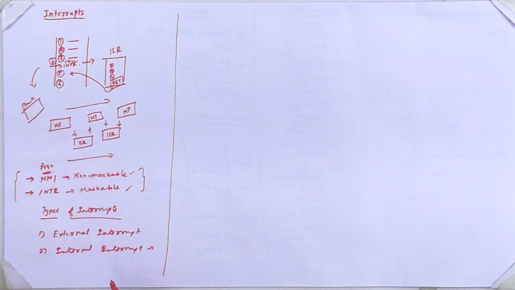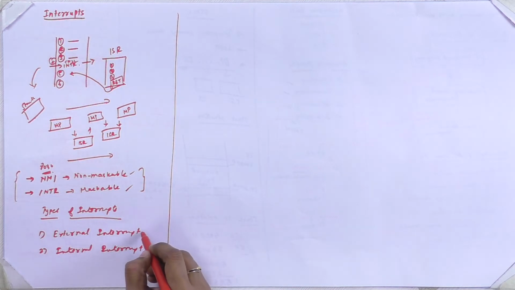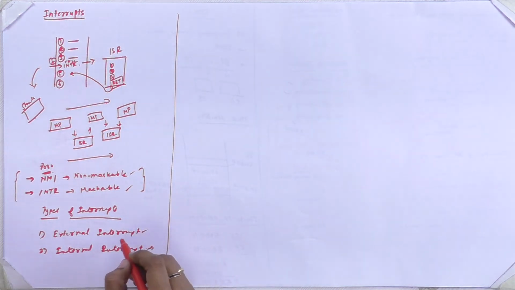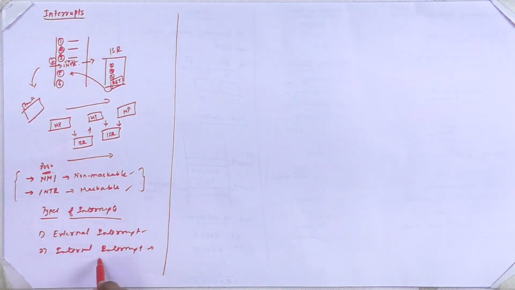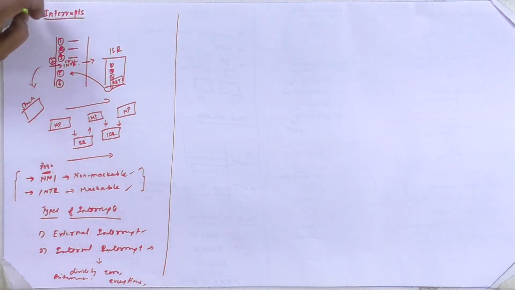Examples of external interrupts are a mouse click, a co-processor interrupt, and a keyboard stroke, whereas examples of internal interrupts are divide by zero error and exception handling. These are some of the arithmetic errors. So these are some of the examples of internal interrupts.